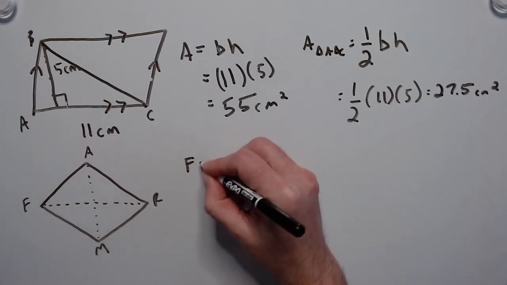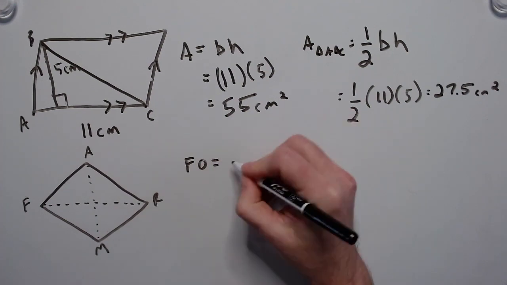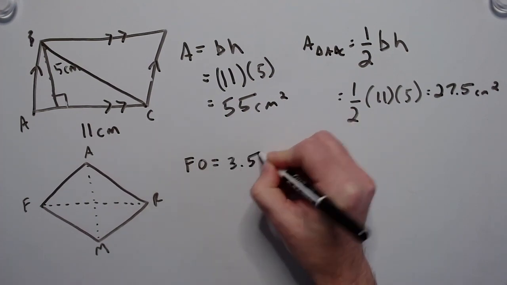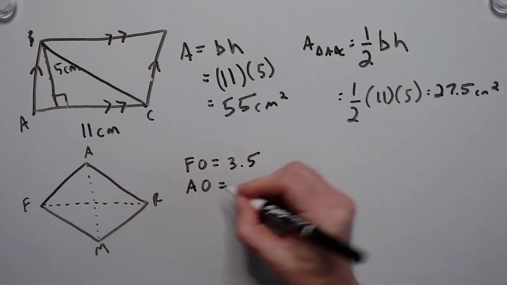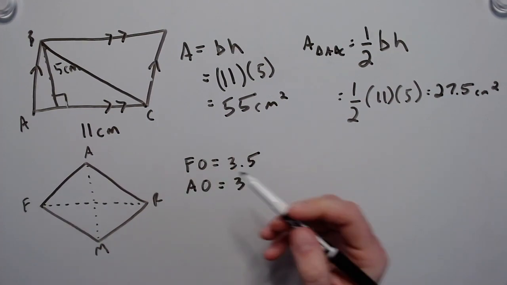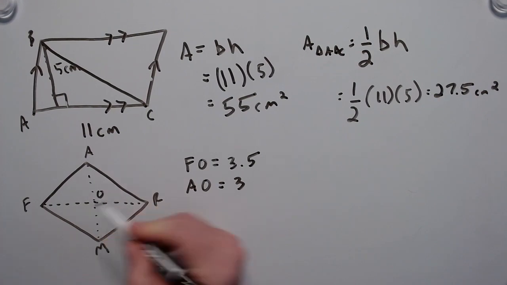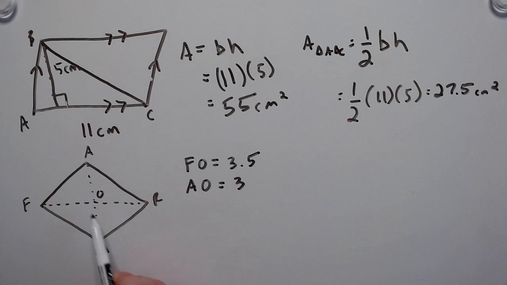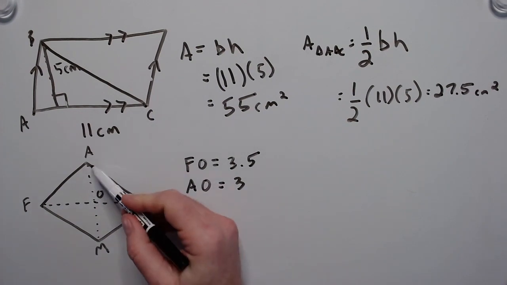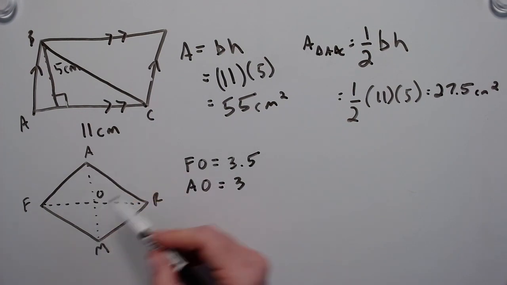We're going to say that FO is equal to 3.5 and AO is equal to 3. Oh, there's an O right there. O is in the center, sorry. So FO is 3.5 from here to here, and AO is 3 from here to here. What is the area of the entire rhombus?